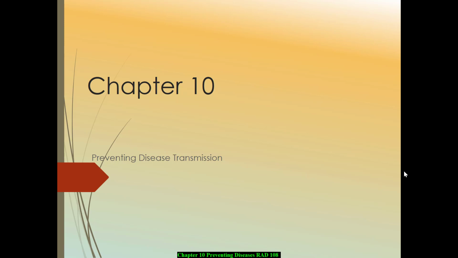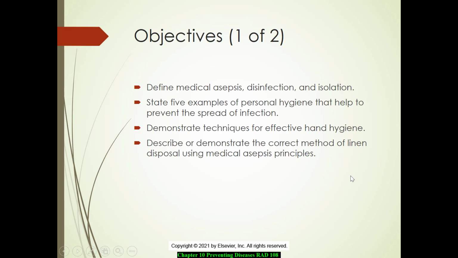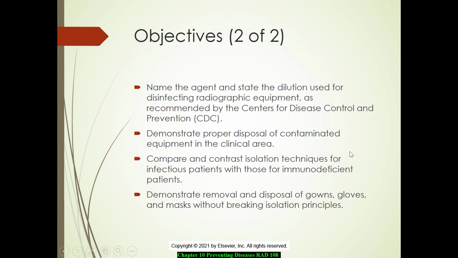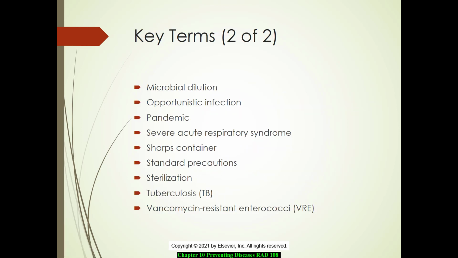In the previous chapter, Chapter 9, we learned about ways that infectious diseases could spread. In this chapter, we're going to talk more about how we prevent those diseases from spreading. So we're going to talk about medical asepsis, disinfection, isolation, personal hygiene methods that you can use, and how the role of the Centers for Disease Control ties into all of this.